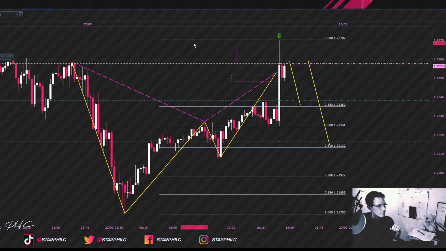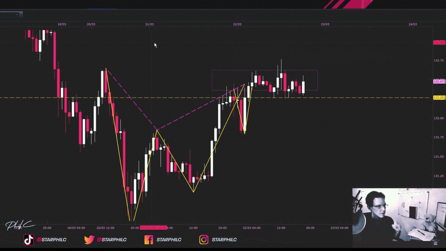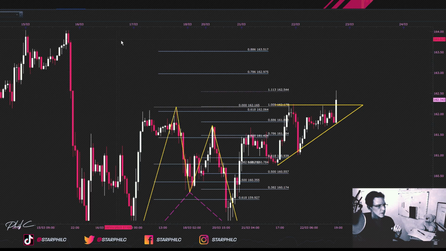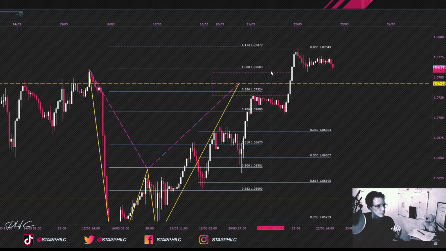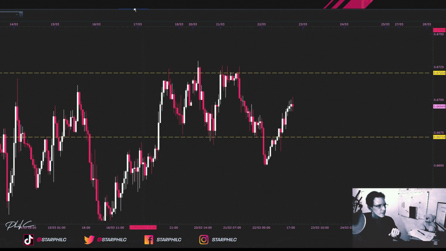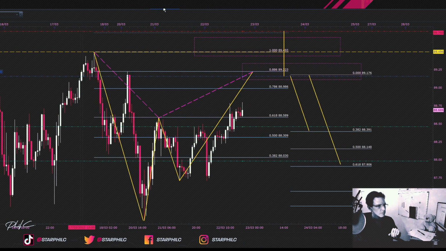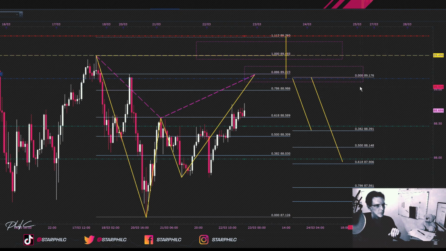What was it? Dollar yen we covered. Pound yen, nope. Euro dollar we got stopped out of. Tried to get a move down to 382, 618. Market wasn't having it, and then all the way up into our stops right there. Aussie dollar. What else was I looking at? Yeah, Aussie yen. That's what we're looking at.